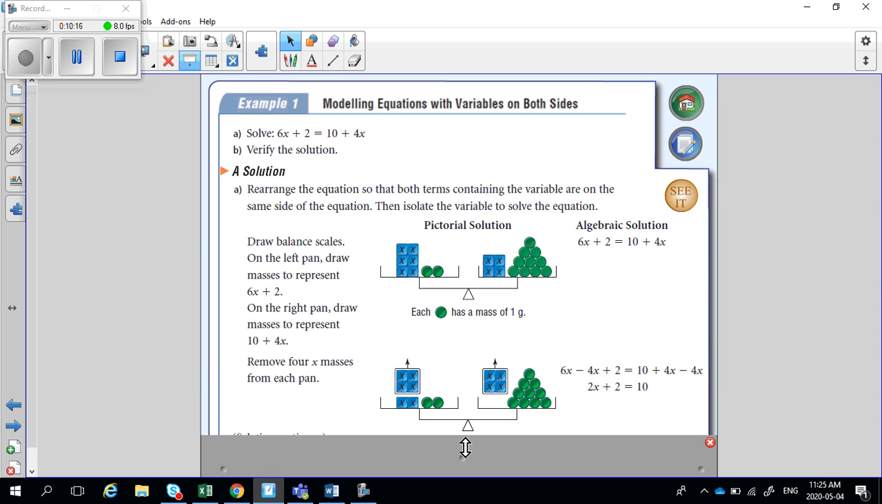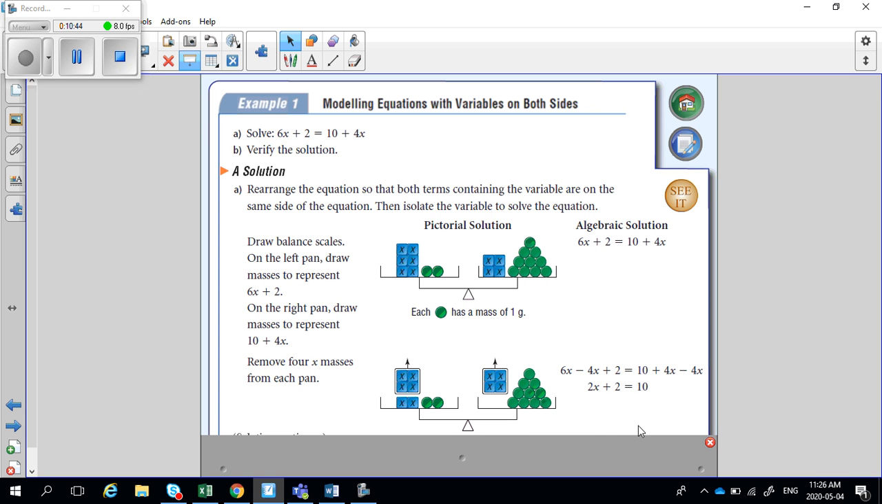So let's see what they show us down here. It says remove 4 X masses from each pan. Okay, so we're going to take away 4 of those because there's 4 to take away here too. Get rid of those. Okay, so what is left? We have 2 X's and 2. Okay, 2x plus 2 on this side, and on this side we still have all our green balls, so there's still 10 there.